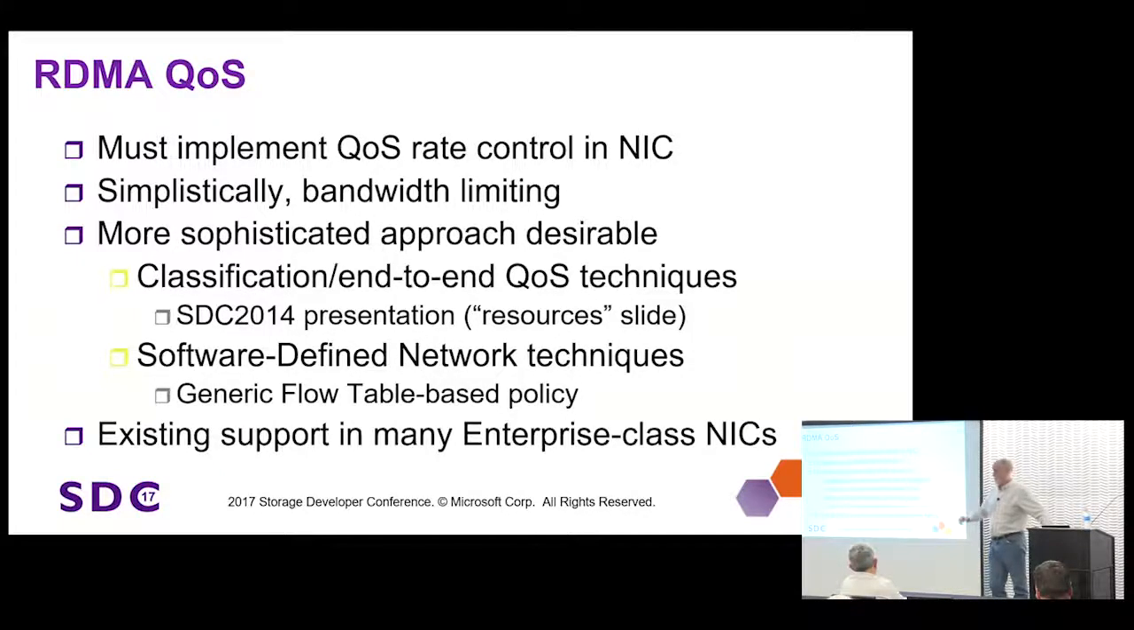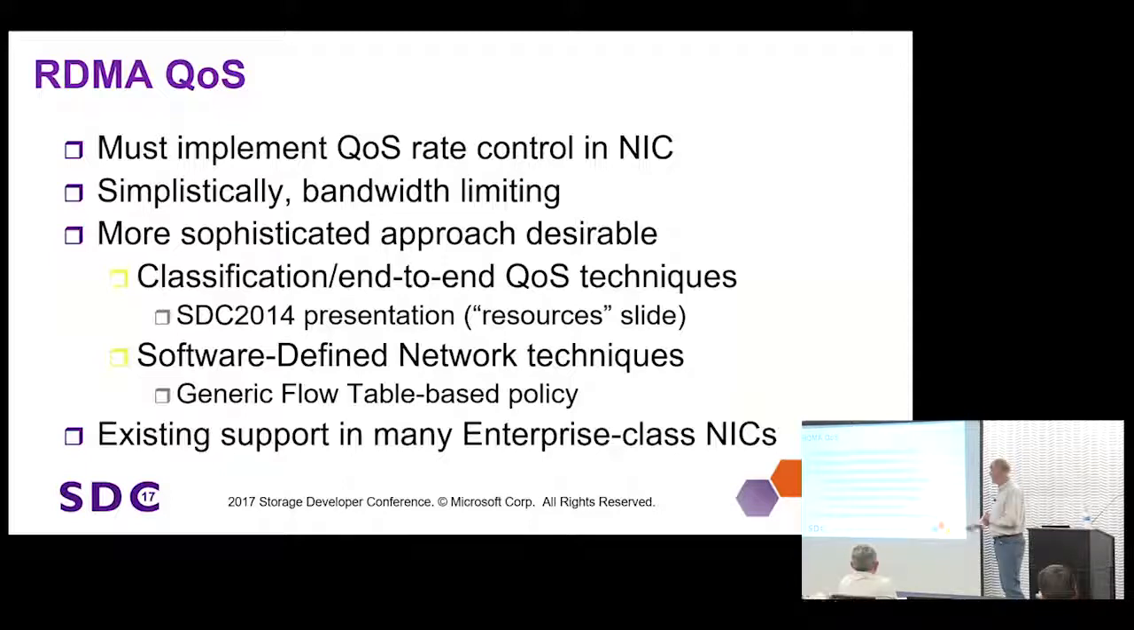But a more sophisticated approach is very desirable in any sort of scalable situation. I will, with some pride, point to the classification in end-to-end QoS that we talked about back in 2014. The resources slide has a link to it. I'll also talk about software-defined network techniques, in particular the generic flow table. The generic flow table is something that a lot of Microsoft technologies use, and it basically classifies packets and then applies a policy to things that fall into that classification. It can be used as a firewall as well as a rate limiter.